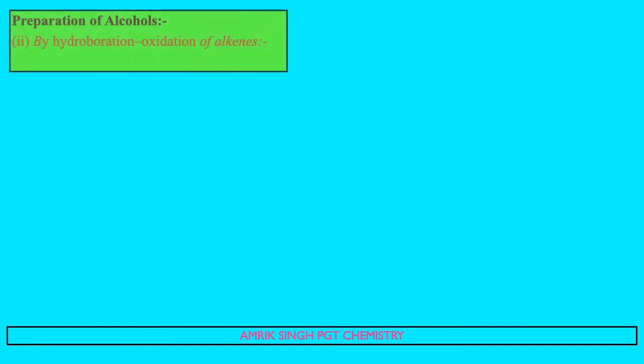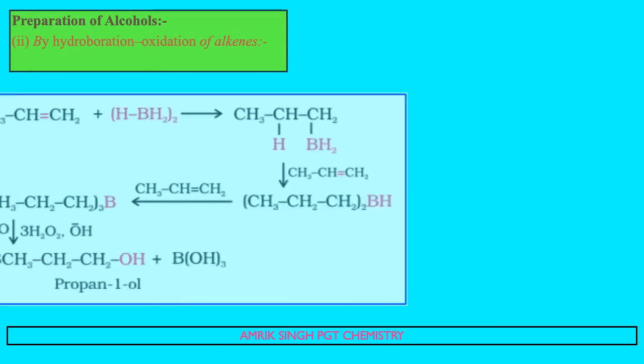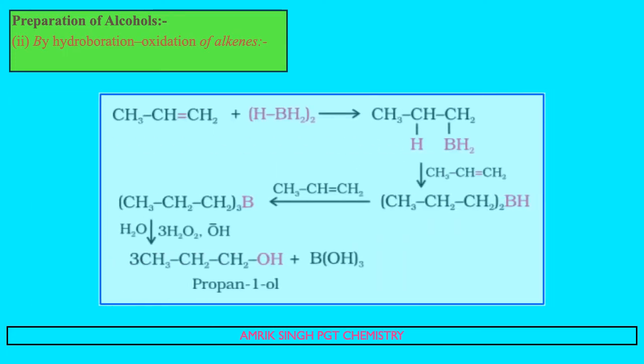Preparation of alcohol. Second method is by hydroboration oxidation of alkenes. In this, alkene reacts with diborane, but the work is done by BH3. Now, to the carbon having the lesser number of hydrogens on the multiple bond, H comes, and to the other carbon having greater number of hydrogens, BH2 comes.